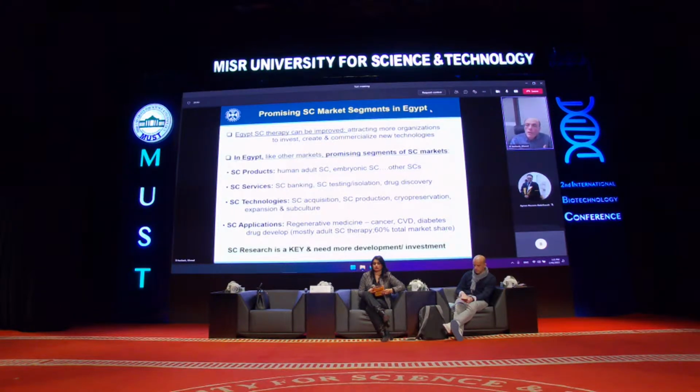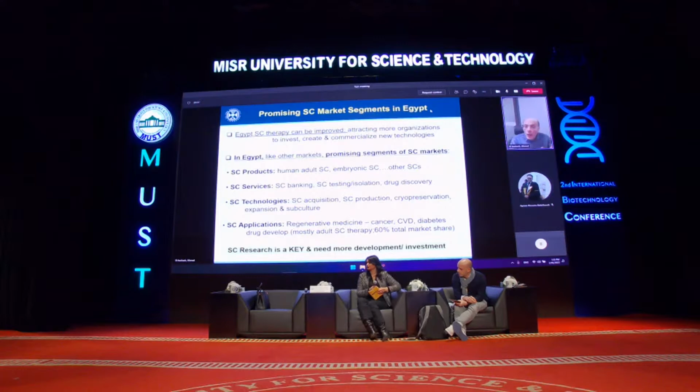Hopefully in the future, this can move to the treatment of patients in terms of stem cell application. However, the bottom line, which I suggest to my mother country, is that stem cell research is key. We can't jump to clinical trials without having a basis of active stem cell research. So stem cell research is key, and we need more development, investment, and research, and then move from bench to clinic. It is bench to clinic, not the opposite.